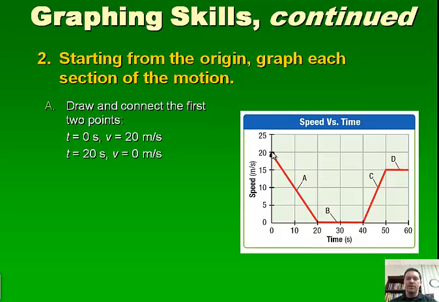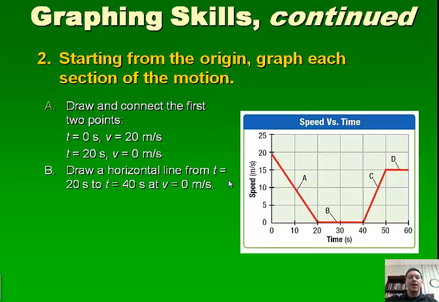Let me draw those in. So here's our first point. And then we're at time 20 seconds, velocity 0. So here's our initial deceleration. The bus is slowing down at a constant rate because we have a straight line here from 20 meters per second to 0. So it comes to a stop. We're drawing a horizontal line while the bus was stopped. So notice that our line is along the x-axis. So time continues, but we're not going up into this velocity section.